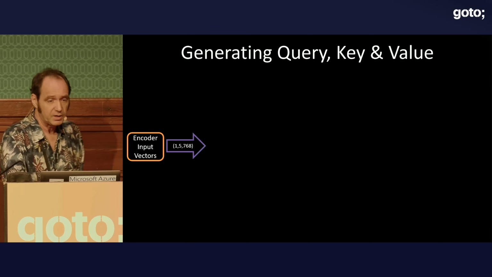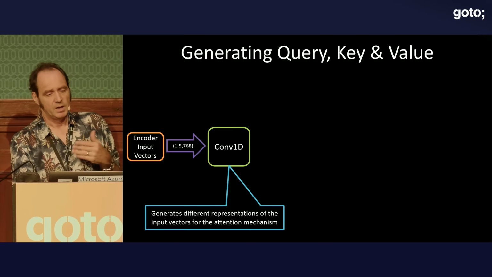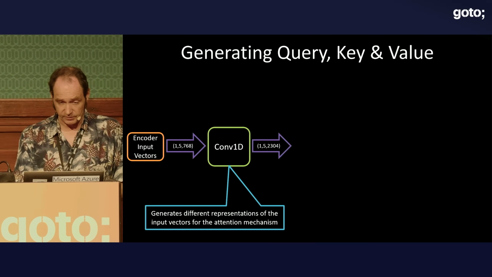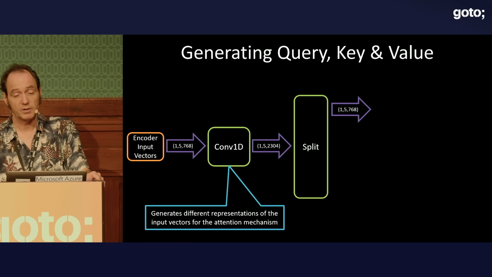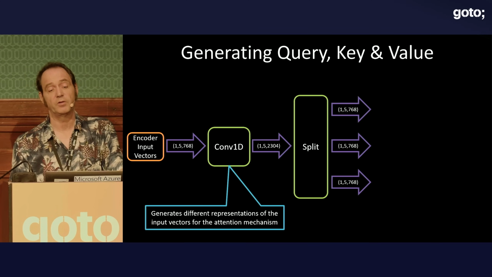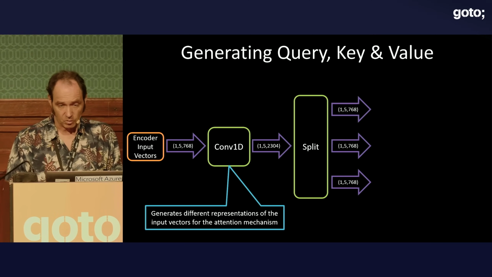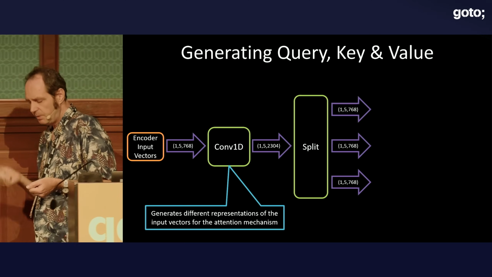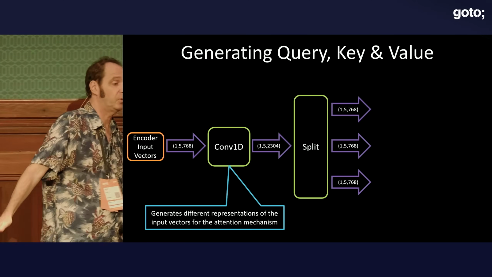So what we do now is we take the encoder input values, that's 1 by 5 by 768. We use a convolution layer, which is going to generate different representations of the input value vectors for the attention mechanism. So this is going to come out with this 1 by 5 by 2304. And we're then going to split that into these 3 sections. And this is known as the query, the key, and the value. I'll explain a bit more about those later on. Now, it's a multi-headed attention, and in GPT-2, we have 12 attention heads in each layer, and we have 12 layers.